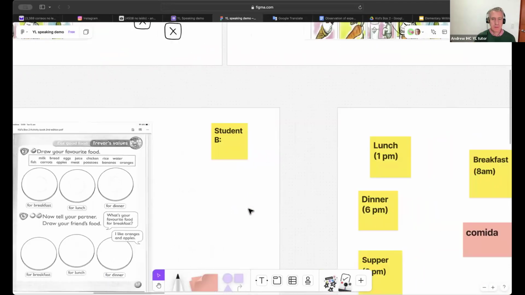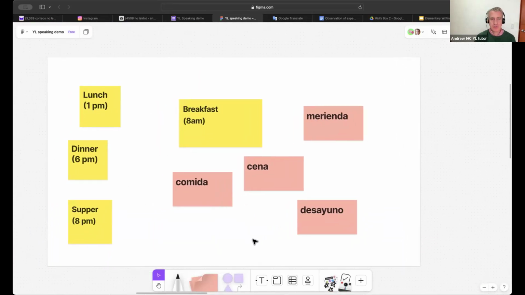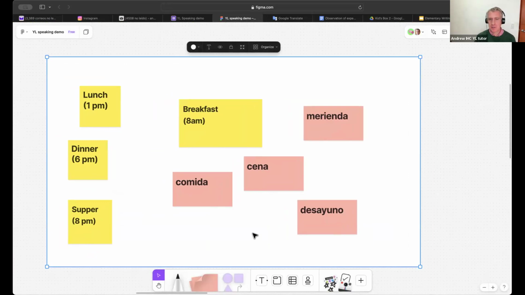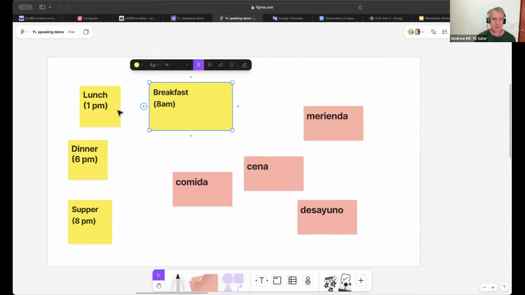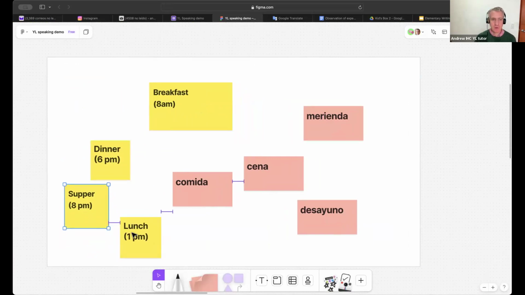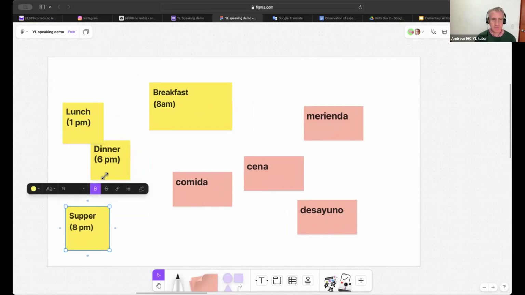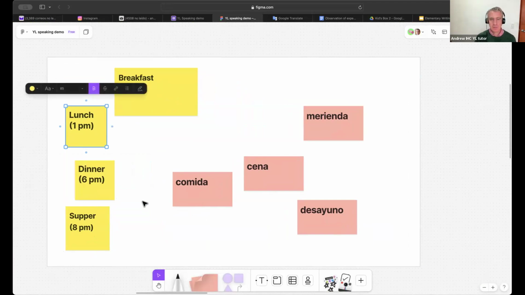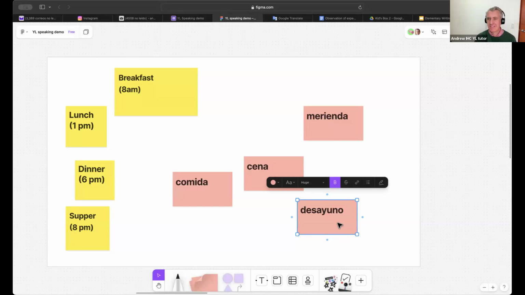Now, do you know the difference between lunch, dinner, supper, and breakfast? So these are the times roughly that in the US and Canada and Britain, they often have these meals. So breakfast is it comida, cena, merienda, or desayuno? Was that you, Rebecca? Desayuno? No. It was Rosa, was it? Okay. So desayuno, yes.